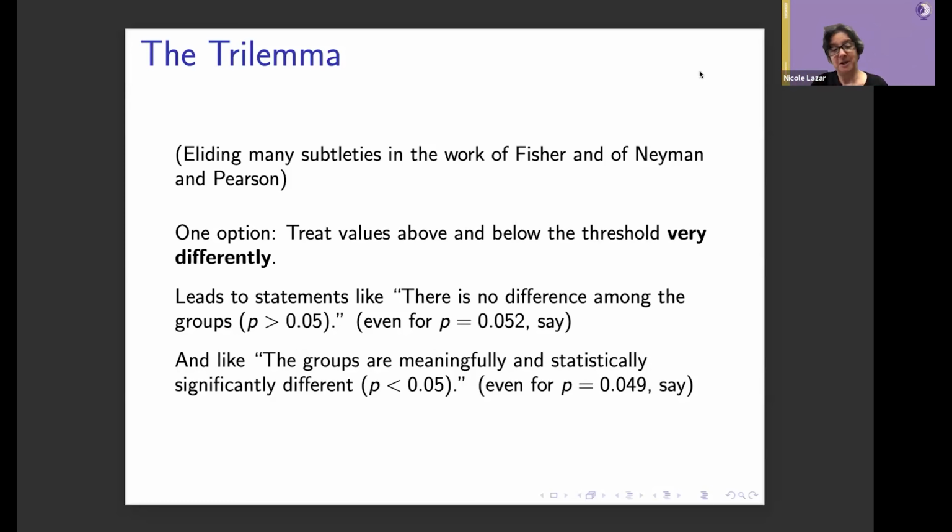It also leads to statements like, the groups are meaningfully and statistically significantly different, p less than 0.05, even for a p-value that's very close to 0.05, but on the other side of the boundary. This is also, in a way, meaningless, in the sense that you could have something that has a small p-value, but still not be meaningful scientifically. And so we'll often talk about scientific versus statistical significance or practical versus statistical significance. So this is one thing you could do: treat those outcomes as very, very different just based on the threshold.